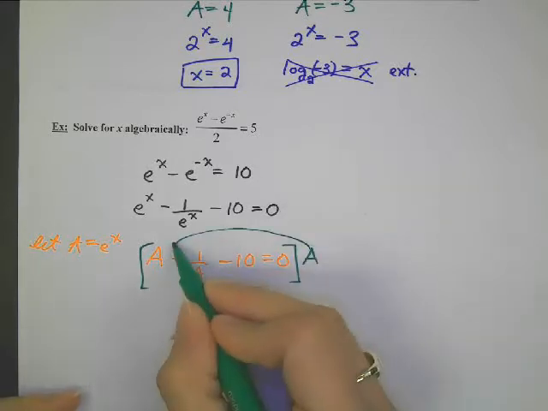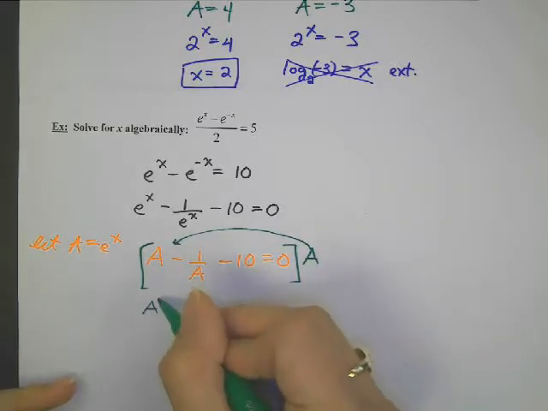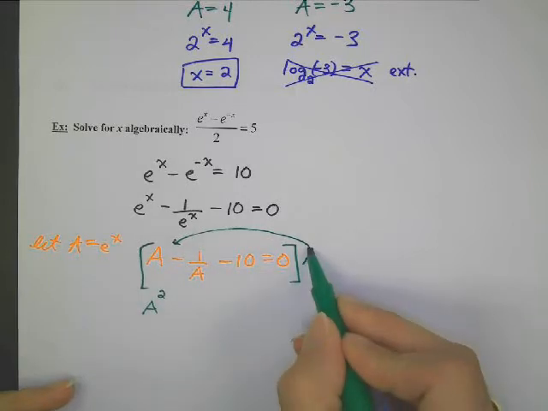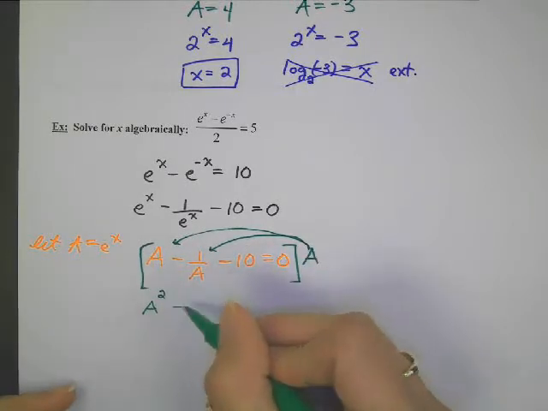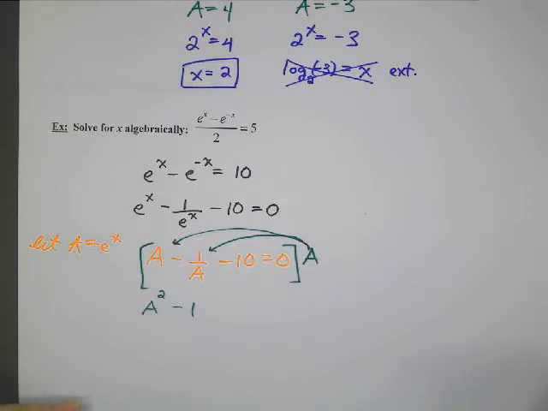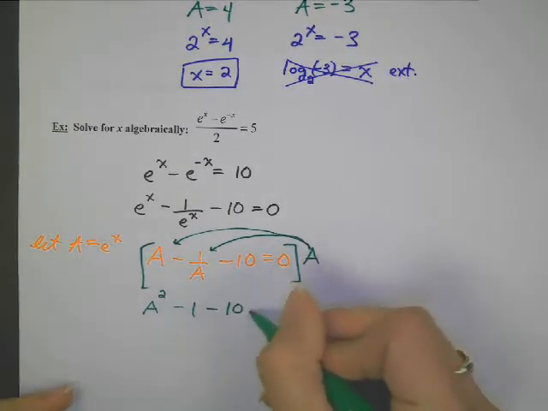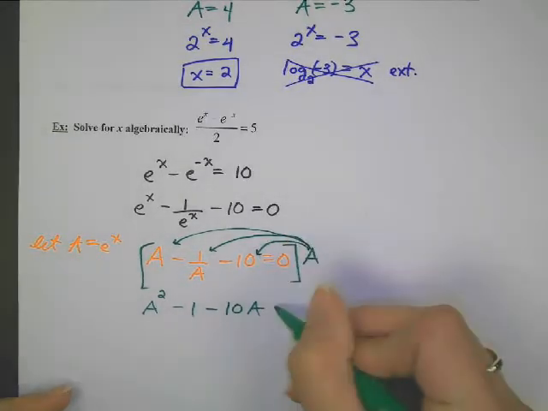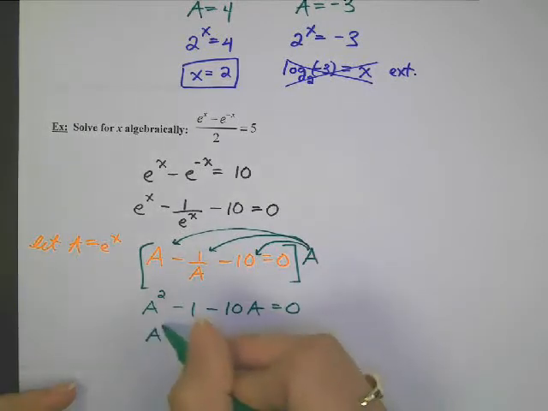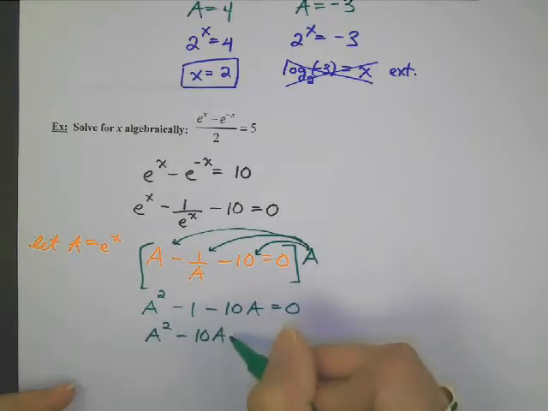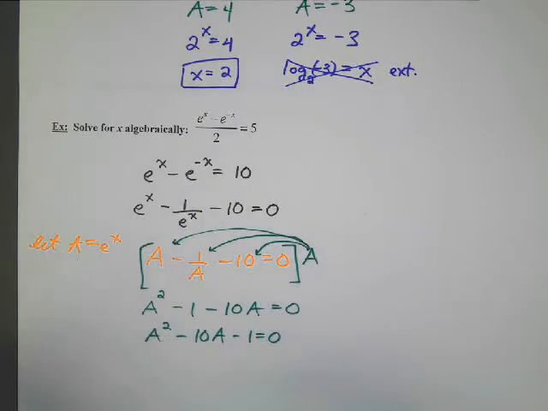The first term is going to become A squared. What's 1 divided by A times A? Well, that cancels out and makes just a 1. Minus 10A right there equals 0. Let's put this in descending order. Okay, and now let's try to factor. Oh, it doesn't factor. When something doesn't factor, we're going to go ahead and use the quadratic formula.